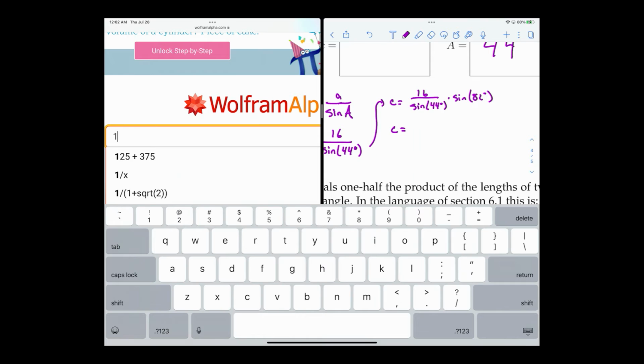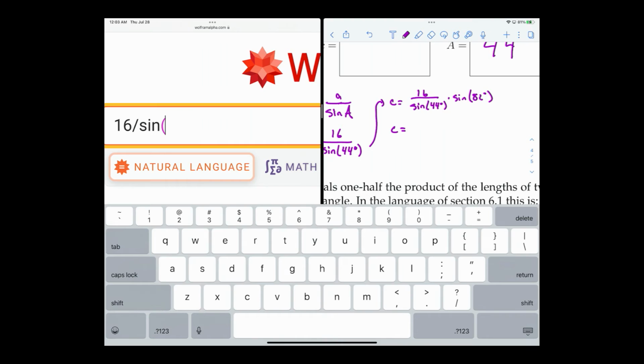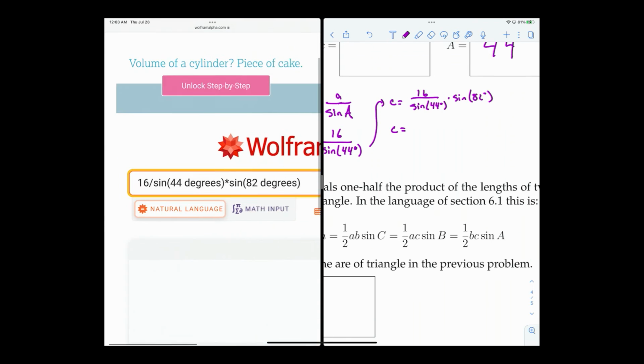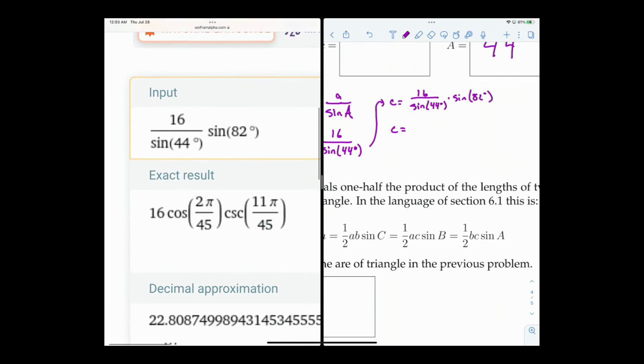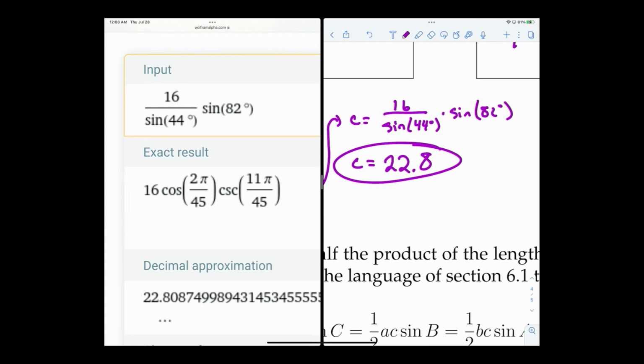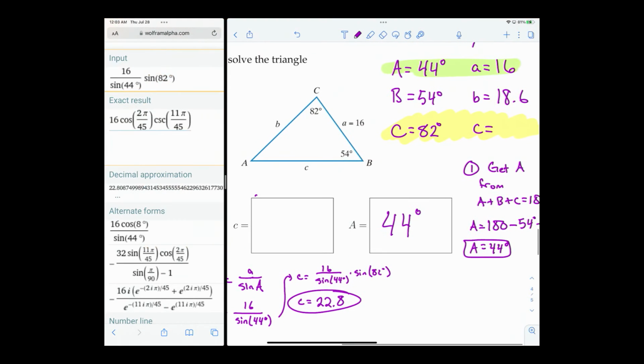Sixteen divided by sine 44. And again, you don't have to, but I could type degrees. And then times sine 82. I should not have to type it in again, but I will. Degrees. You verify that this is what you want, right? I typed it in correctly. And then my answer is 22.8. And that's it. So that's how I would use the law of sines here to find those missing sides.